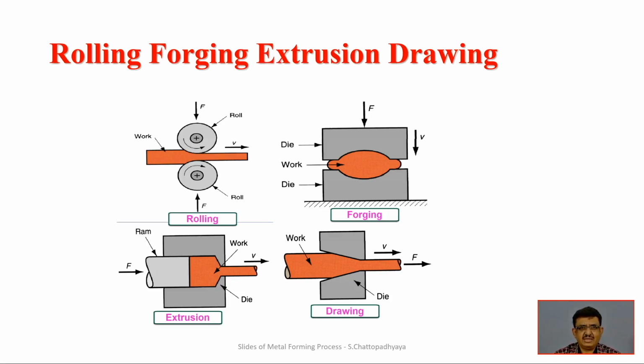The next one is open forging. The top one is moving. The bottom one is just stationary. It has some internal cavities, and because of the pressing, mostly it is done at elevated temperature, so that is called hot forging. Force with velocity will change the shape depending on the internal cavities of the die.